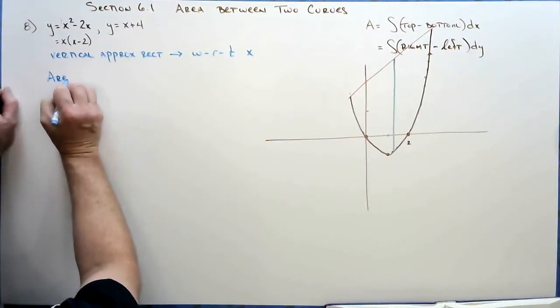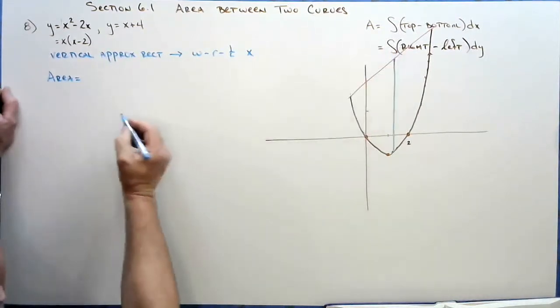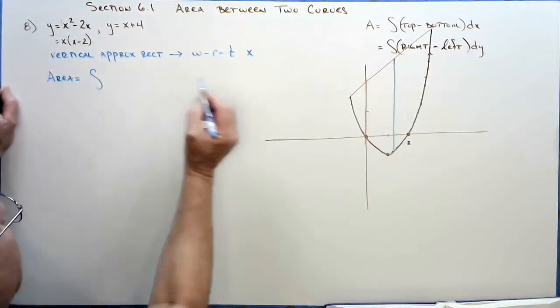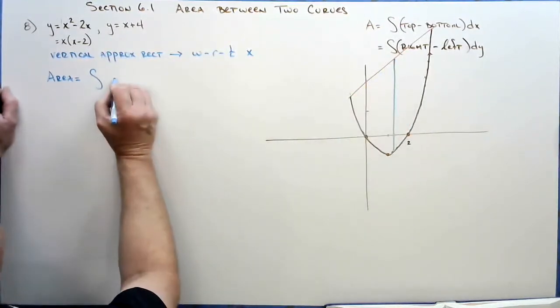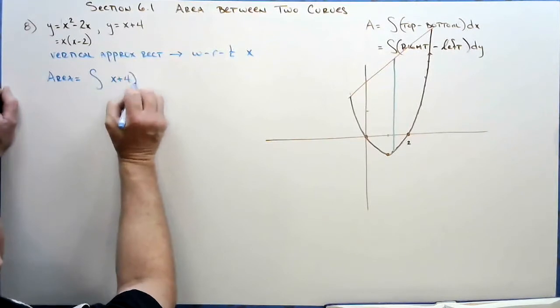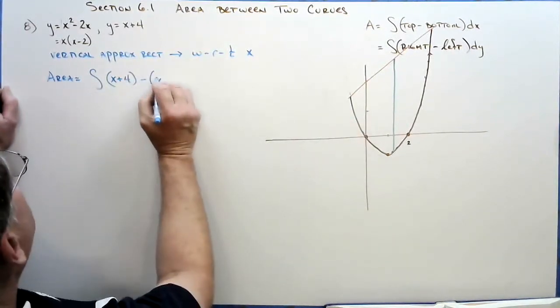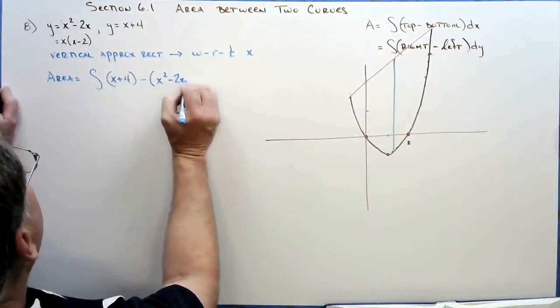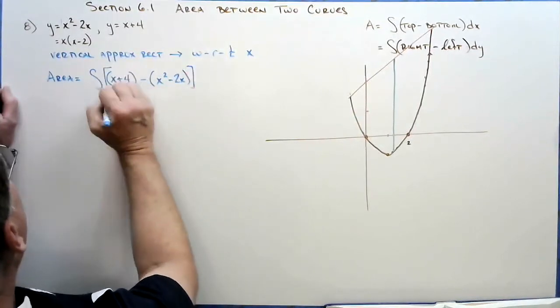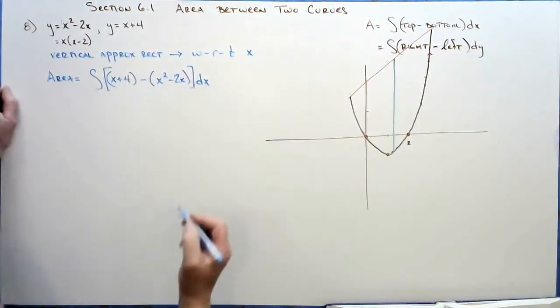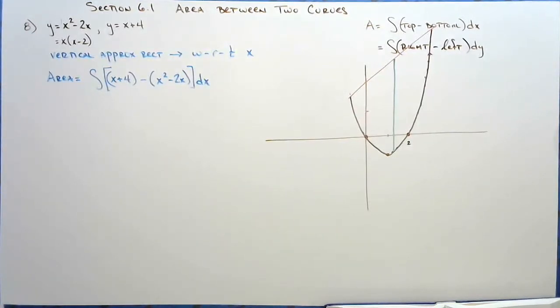Our area, because of what we wrote over here, is going to be the integral of our top function, which is the line, x plus 4, minus our bottom function, which is the parabola, x squared minus 2x. And we said we were integrating with respect to x, so all those variables are x's. Now, one thing is missing. We don't have our bounds, right? Our bounds are not there. So how are we going to find those?